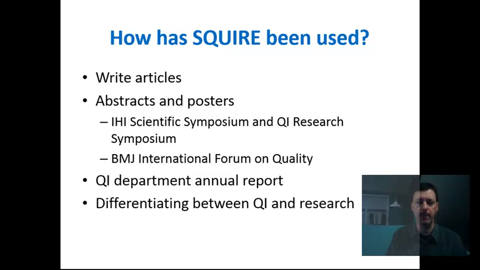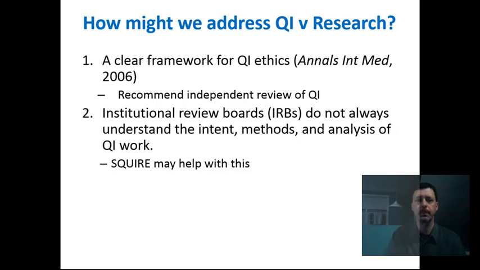for their submitted abstracts. QI departments have used them for an annual report, and we have done some work using them to differentiate between QI and research, often a thorny and difficult issue for those of us who work in quality improvement in our interactions with our institutional review boards and our ethics review boards. So we're going to focus on this last bullet point for the remainder of this screencast.